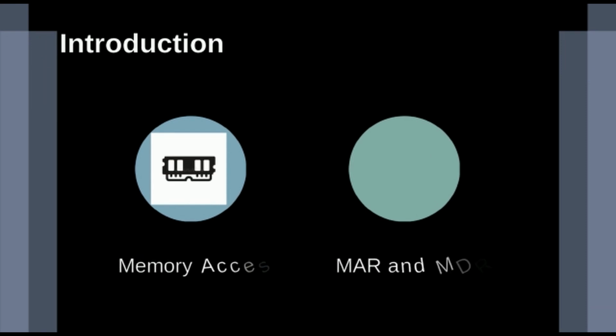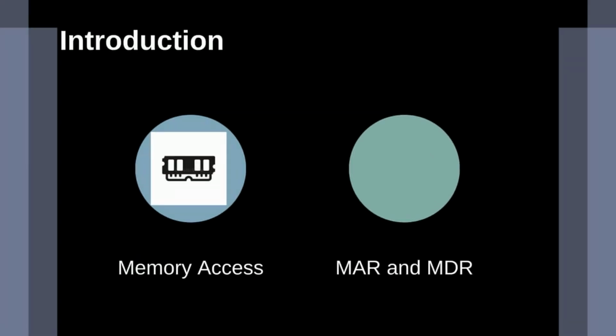Our topic for today is the use of MAR and MDR in memory access. Memory access is an important process that involves reading or writing data from or to the memory. And MAR and MDR are two components that are crucial in this process.